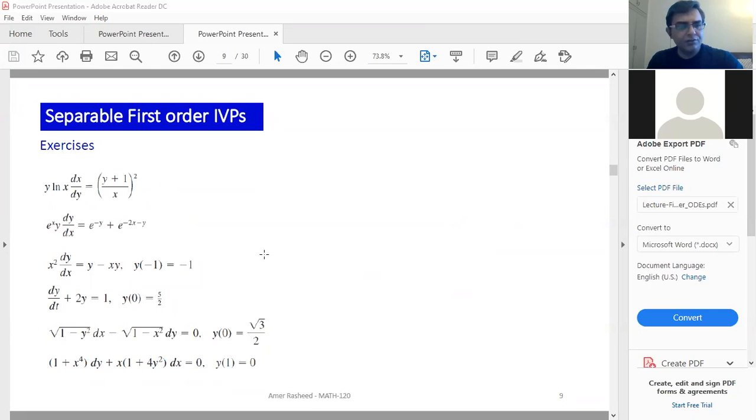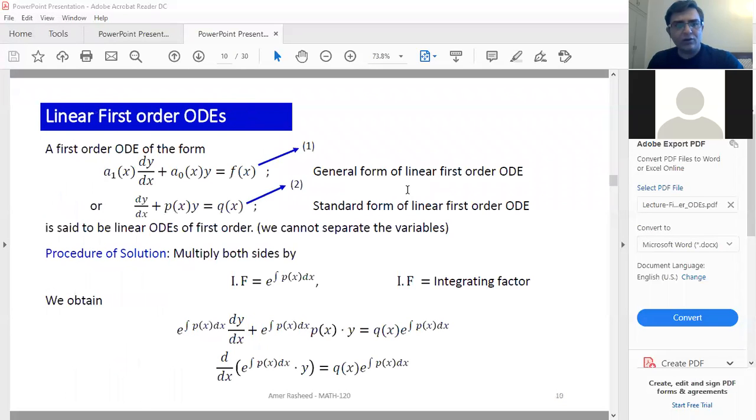I request you to solve these equations so that you can have practice how to solve separable first order differential equations. So that's it for separable differential equation. Now we are going to discuss linear first order differential equations and how to solve them.